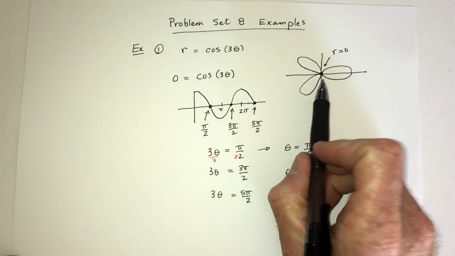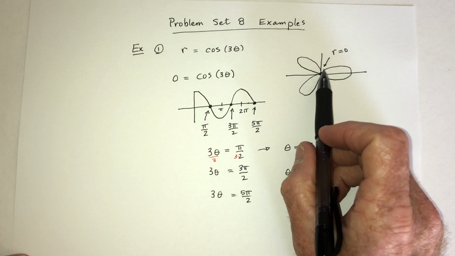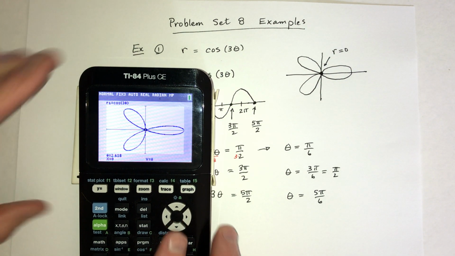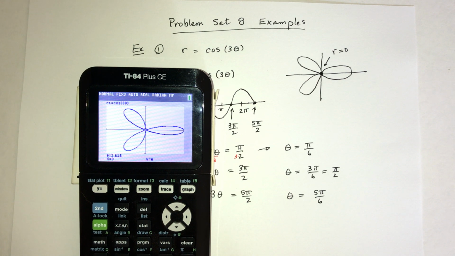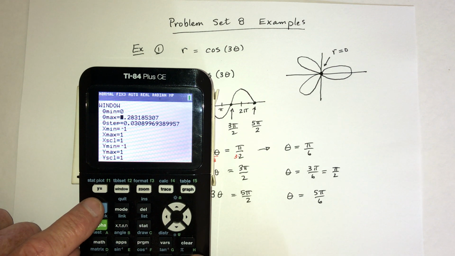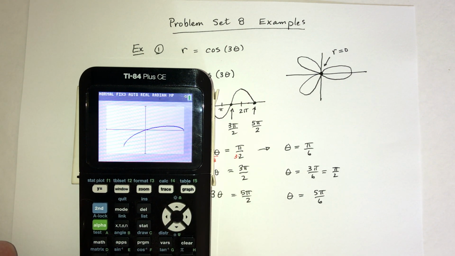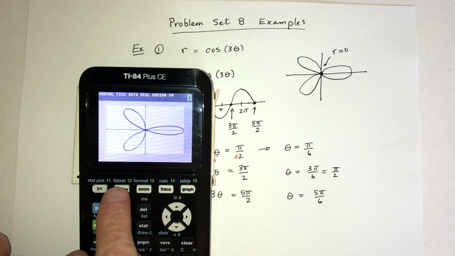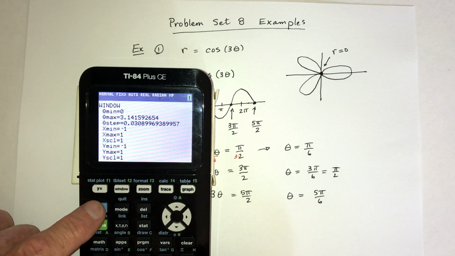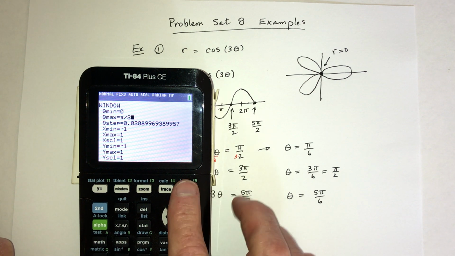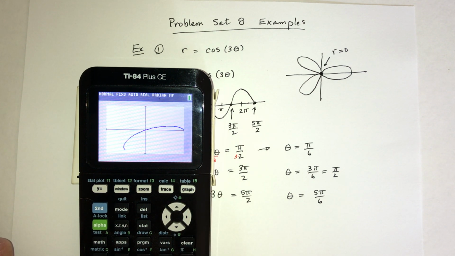Now, find values that will give you just one petal. Okay, so one way to do it is just play with the calculator. So you could change the window and go, how about 0 to pi? That is way too much. In fact, that's the whole graph. And I want 1/3 of that. So how about if I go from 0 to, instead of pi, 1/3 of pi? Does that make it? Oh, so close.